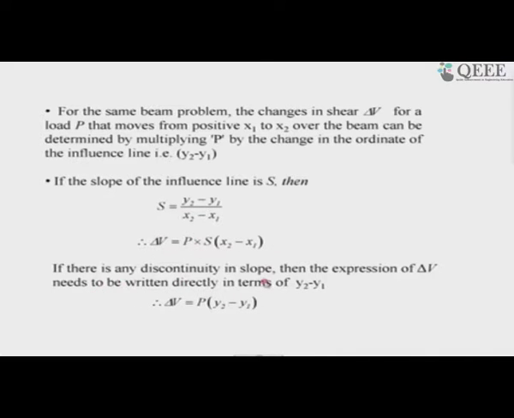If there is any discontinuity in the slope, obviously, if it is a continuous function, you can apply the slope formula, but if it is a discontinuous function, then the way out is that the expression for delta V needs to be written directly in terms of the ordinate, or you can keep track of the segment-wise difference in the slope. I have not mentioned the segment-wise slopes here, but it can be done also, there is no issue.